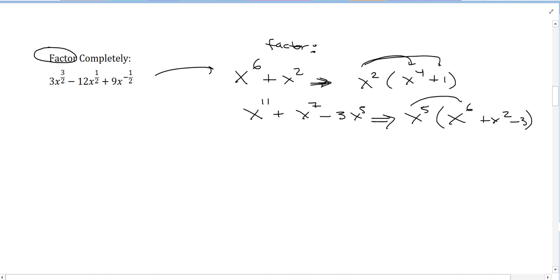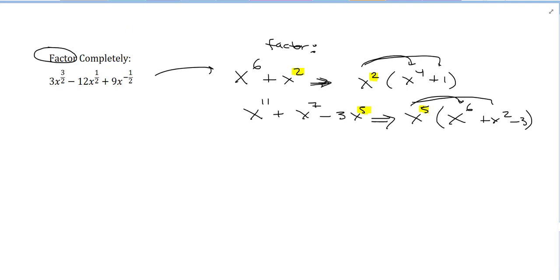So the idea is, again, if you multiply back in, same base, when you multiply same base, you add exponents. So 5 plus 6 is 11. 5 plus 2 is 7. And then x to the 5th times negative 3 will give you the minus 3x to the 5th. So on both of these, notice that we are factoring out the one with the smallest exponent, right? That's the one that we take out.